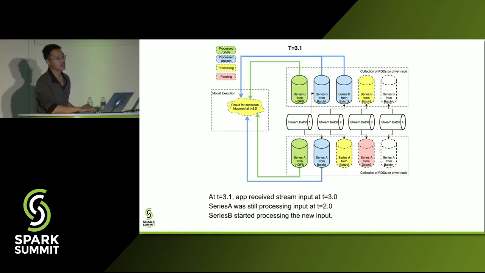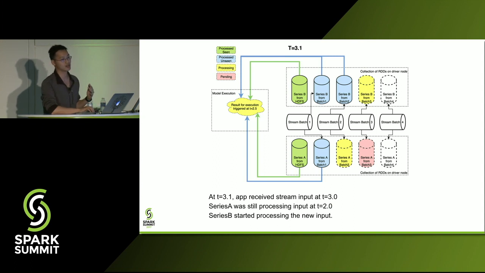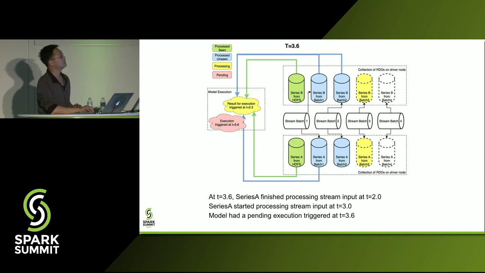Now we have moved to time 3.1, where a new batch has arrived, but the previous batch processing is still going. This is the case for Series A. And for Series B, since it has finished the processing already, it's going to start processing the new data immediately. Now we have 3 jobs running in parallel in our Spark application. After Series A has been working on batch 2, they're going to start working on batch 3's data as well.